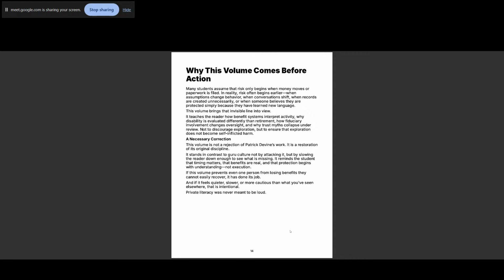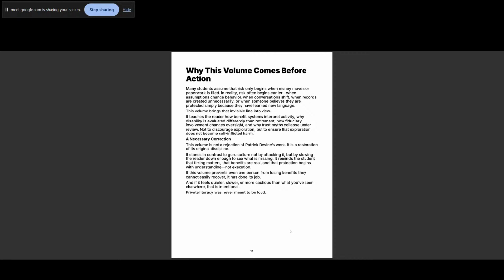It teaches the reader how benefit systems interpret activity, why disability is evaluated differently than retirement, how fiduciary involvement changes oversight, and why trust myths collapse under review. Not to discourage exploration, but to ensure that exploration does not become self-inflicted harm.